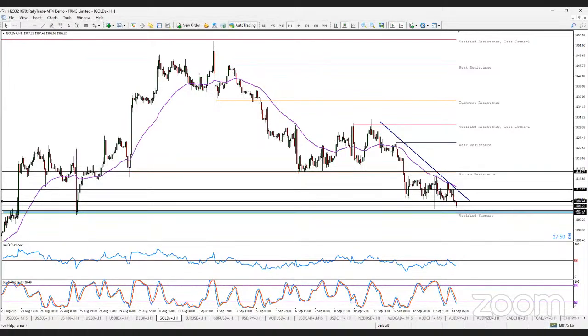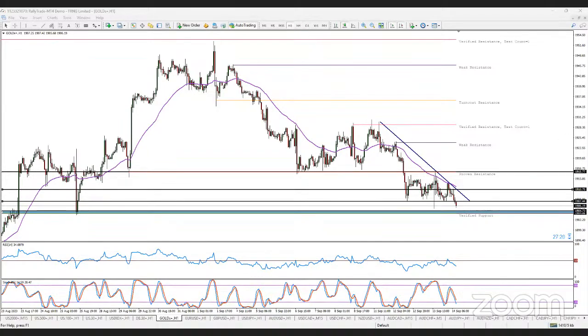For gold, buy at 1907.44, TP at 1910.75. Okay, so that is for the buy on gold.